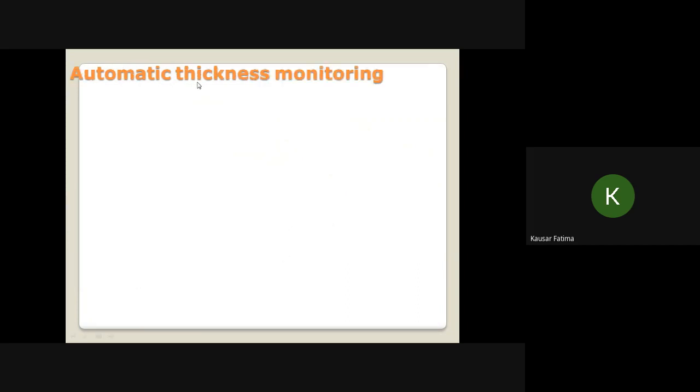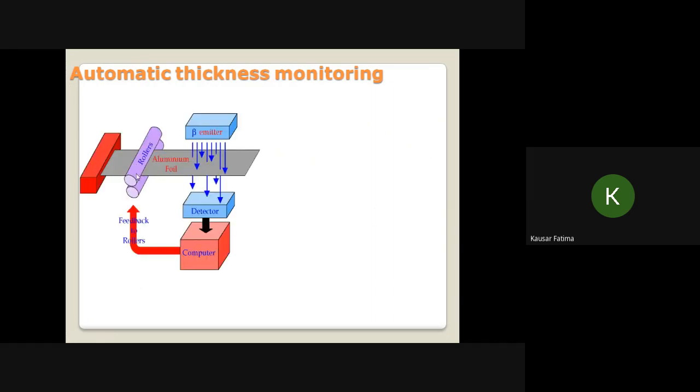Again, quality control, automatic thickness monitoring. So this is aluminum foil which is to be prepared of uniform thickness. So how can the thickness be maintained? This is coming out of where they are made, and they pass through this beta emitter, and a detector is there on the other side, with the aluminum foil in between. If the foil is thick at any point, the computer will order the roller to press the aluminum foil. Then when it's pressed, the required thickness is achieved.